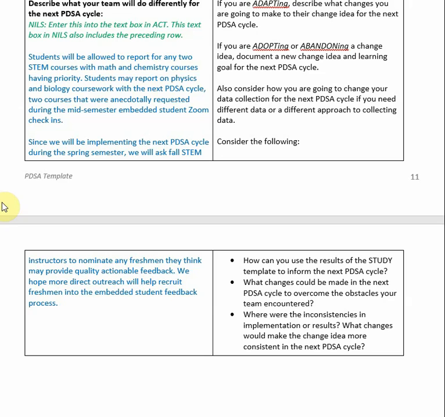Then we have a second change documented. Since we will be implementing the next PDSA cycle during the spring semester, we will ask fall STEM instructors to nominate any freshmen they think may provide quality actionable feedback. We hope more direct outreach will help recruit freshmen into the embedded student feedback process. Recall that the second point of rationale in the prior section was wanting to improve the representation and also the consistency of the embedded student groups.